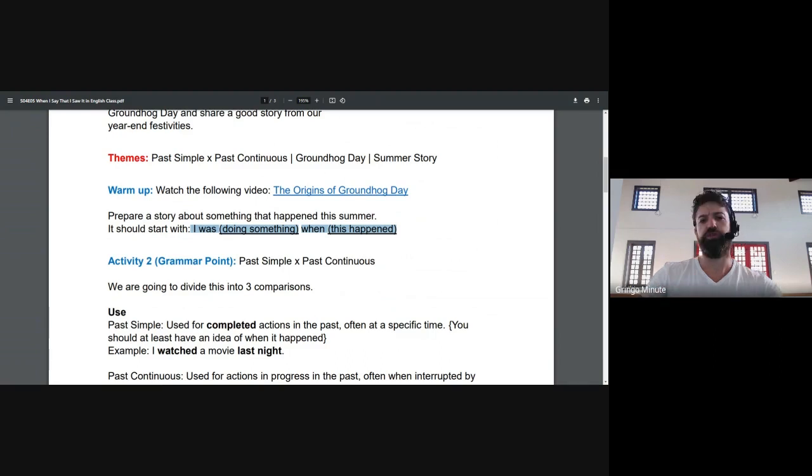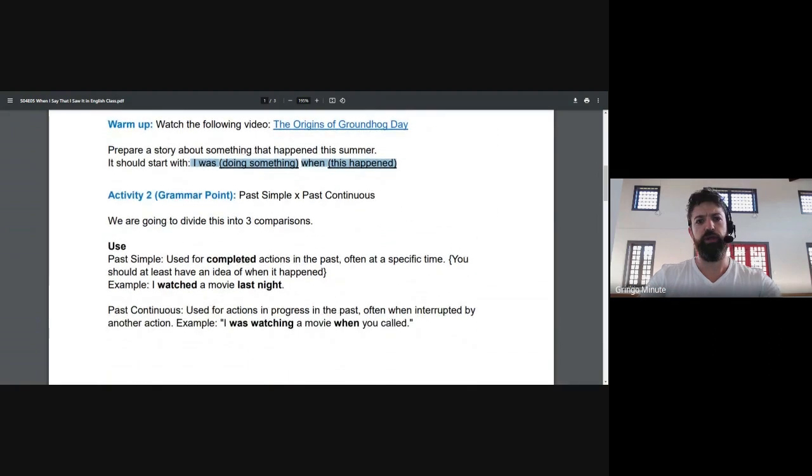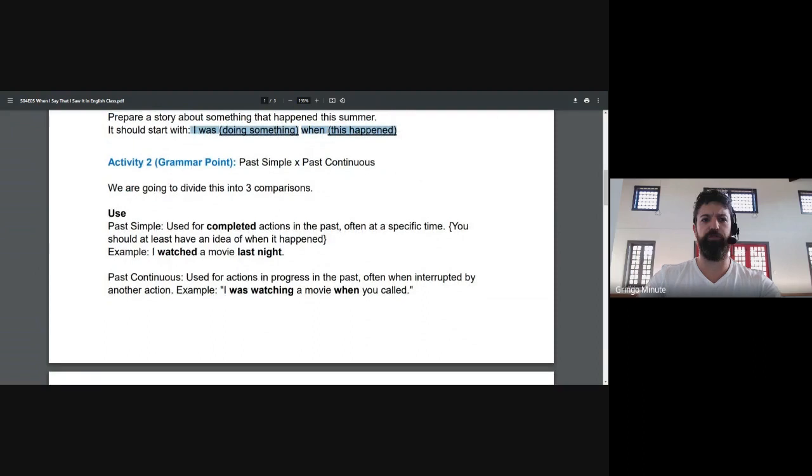So I always like the number 3. It seems to be a good number for my students to remember. So we will be dividing this into 3 comparisons. And the first one is the use. With the past simple, we use it for completed actions in the past, often at a specific time. You should have an idea of when it happened.